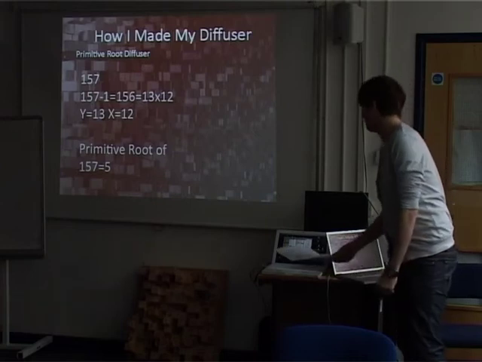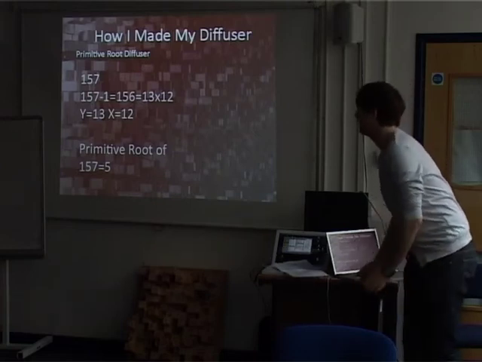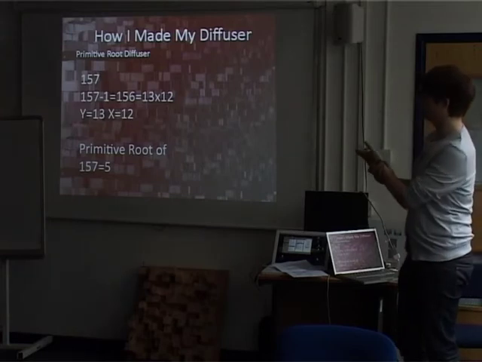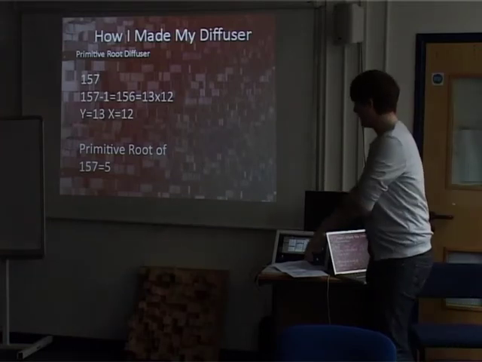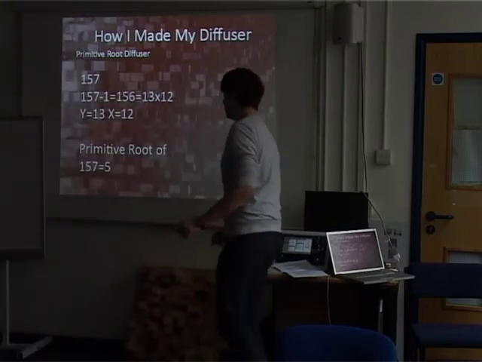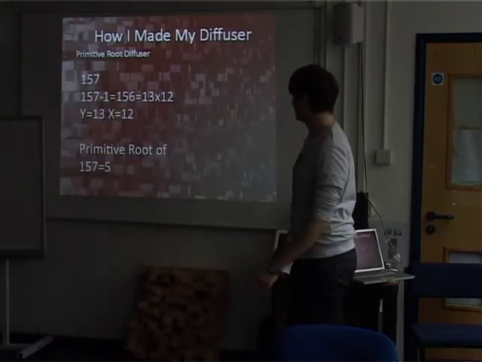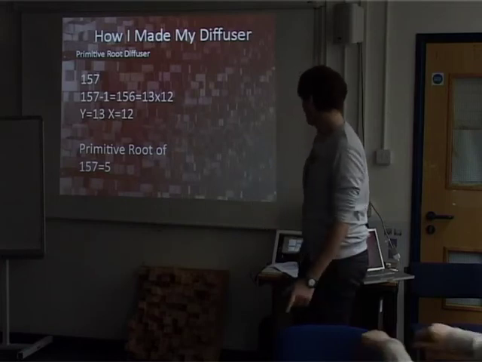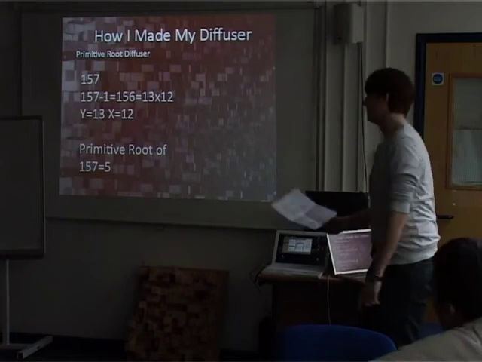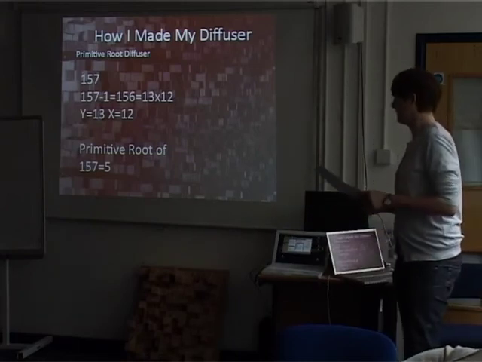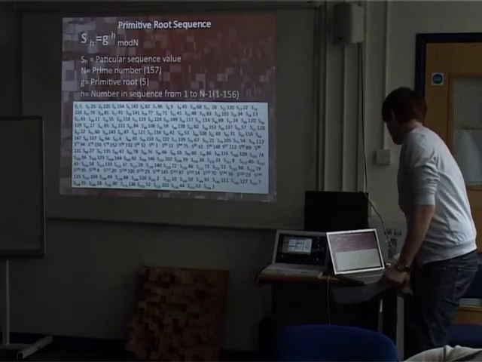And then the equations on how I made my diffuser. First, start with a prime number, which I chose as 157, because it works out the x and y axes of the diffuser. You take 1 off 157, which gives 156, that's 13 times 12, so I got 13 by 12, x and y. Then you have to work out the primitive root of 157. The lowest root is 5, so that goes into the equations later.